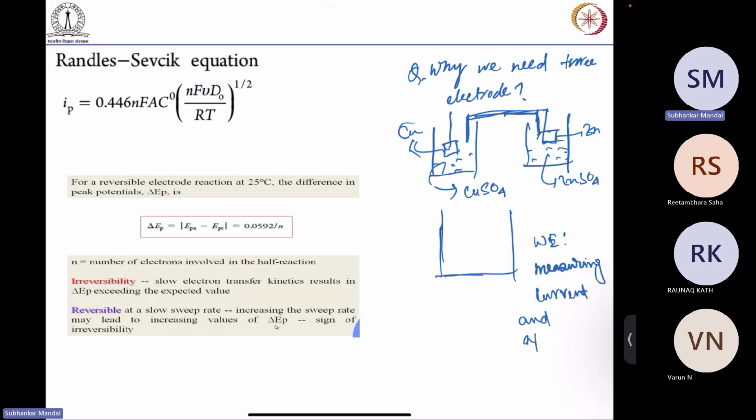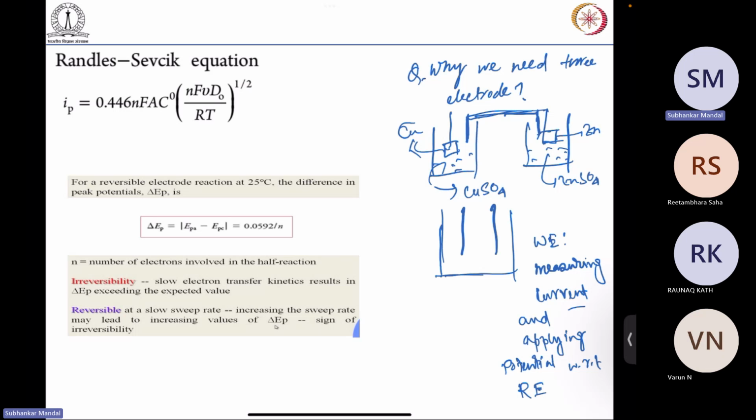and applying potential with respect to the reference electrode. Okay, so we are measuring the current on the working electrode, and you are applying the potential with respect to the reference electrode. See, this current also we are measuring with respect to the reference electrode. So when you are measuring current or response current, that means some redox process is happening.